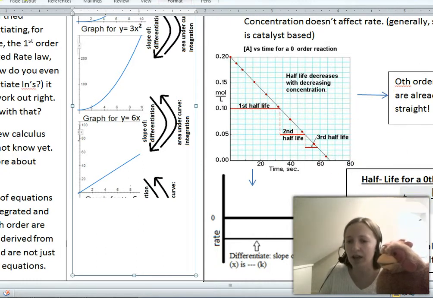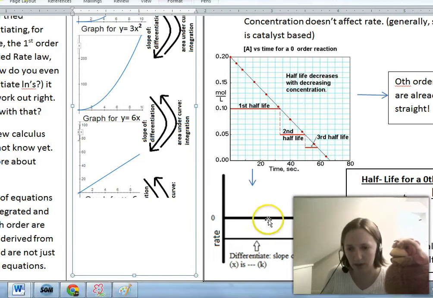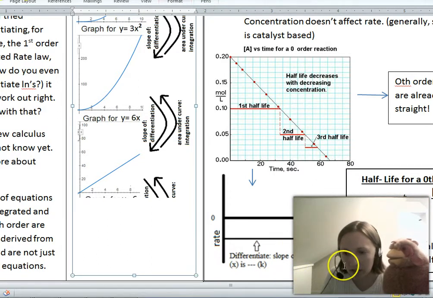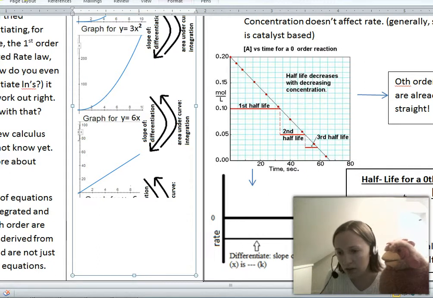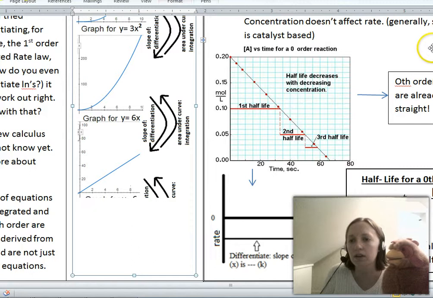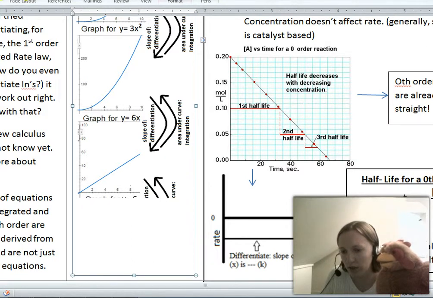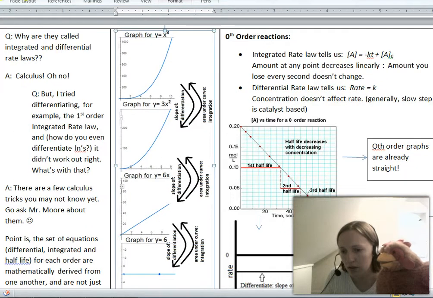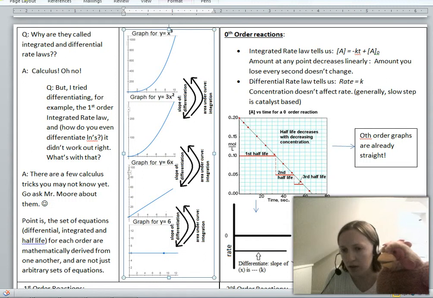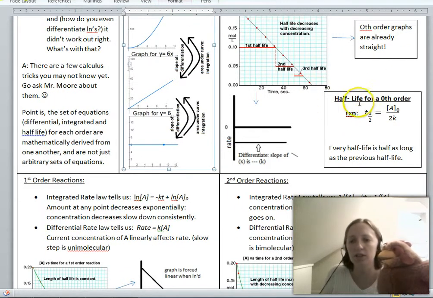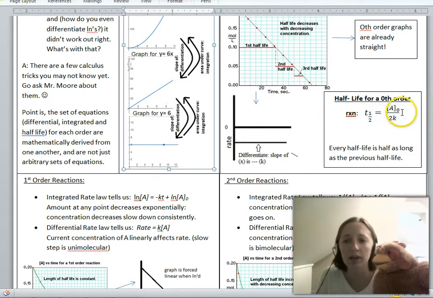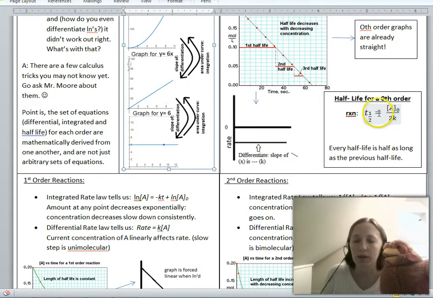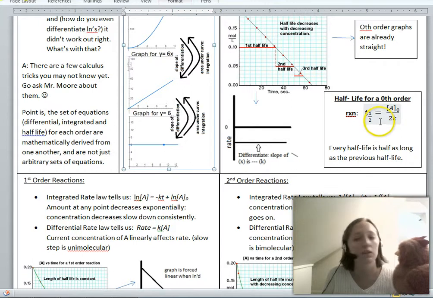And your half-life formula is, I need to be over here. Okay, there we go. My half-life for a zeroth order is the time of 1/2, so the half-life is equal to the concentration at time 0 divided by 2 times the rate constant. So that will be helpful if you are ever asked for that.